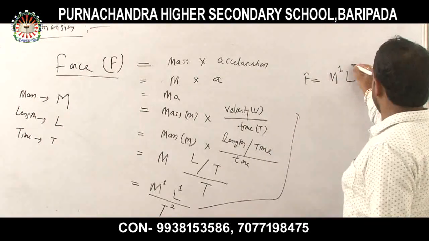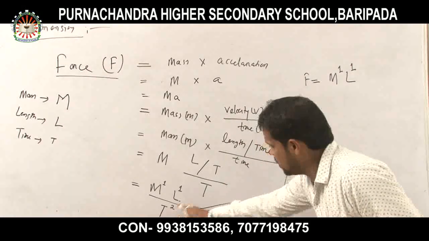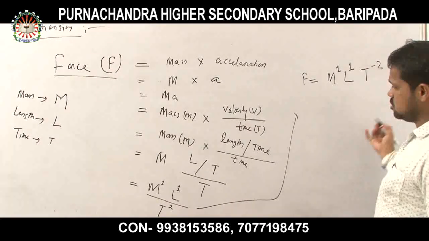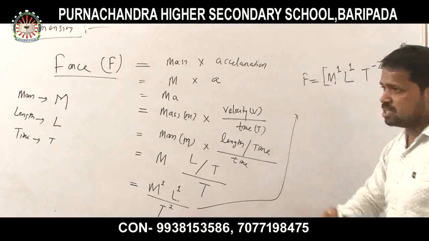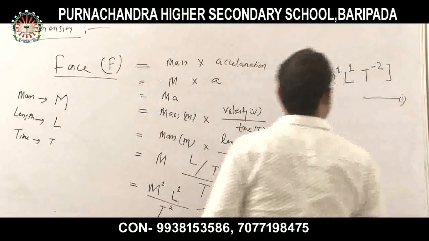That is L to the power 1. And when T to the power 2 is in the denominator, when it comes to the numerator, this should be T to the power minus 2. That is simple. And we have to put a square bracket in this manner. Now look at this expression. Suppose I will take it as equation number 1.